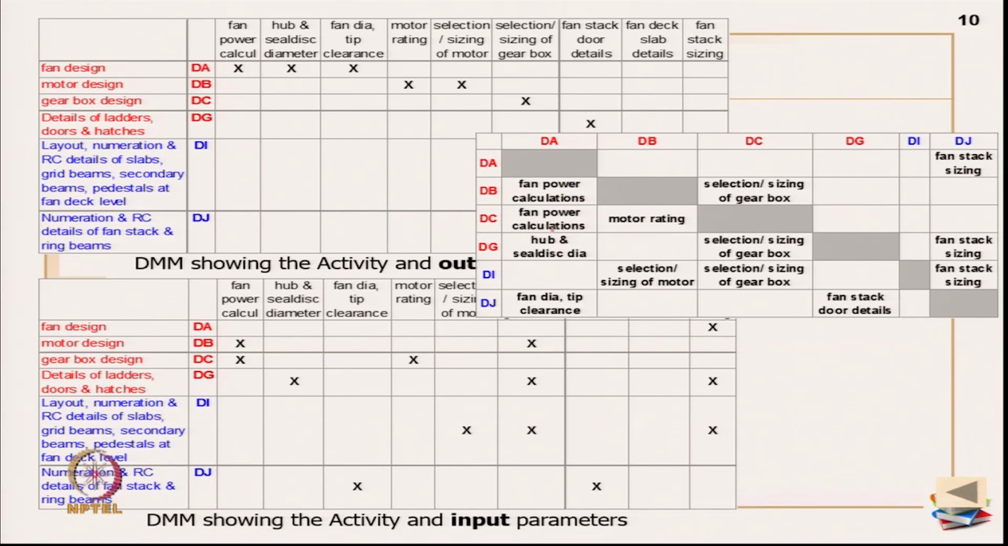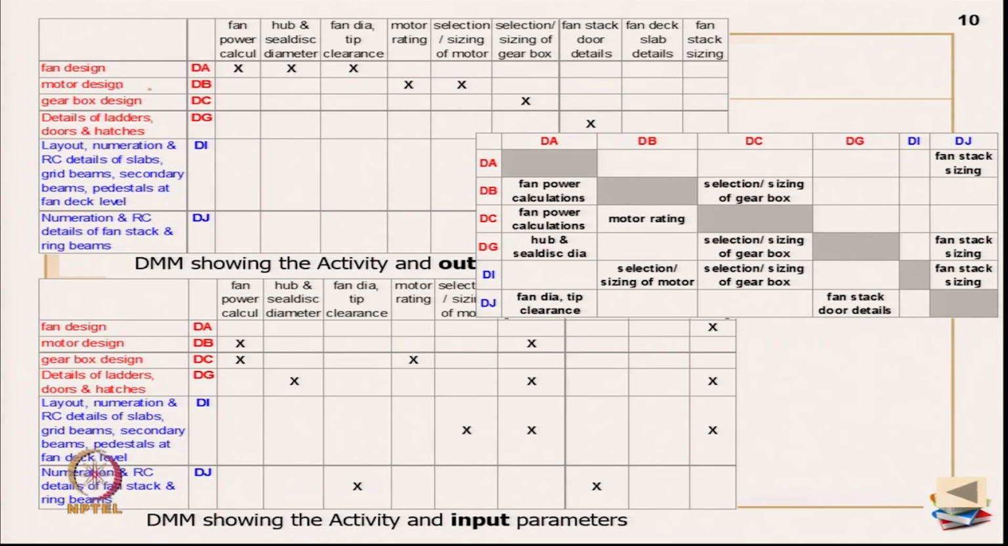DA to DC, what is the X really representing? It is fan power calculations. Now, DA also releases hub and seal disc diameter, which is required for DG, which is the details of ladders, doors and hatches. In the same way, for DA to DG, hub and seal disc diameter is the parameter traversing from DA to DG.